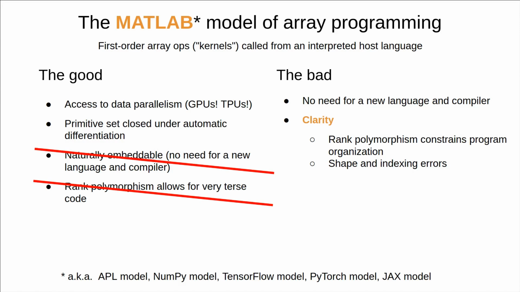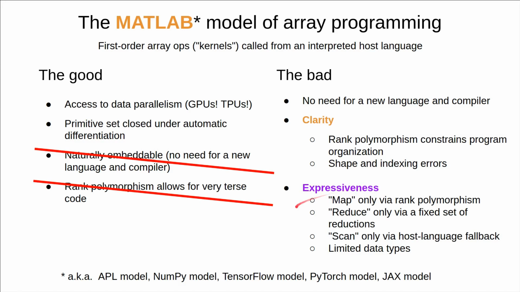But the big one really is about expressiveness. In a proper higher-order array combinator language, you at least expect to be able to do map, reduce, and some kind of sequential scan or fold. In the MATLAB model, you get map only via rank polymorphism, and we've discussed the limitations there. You get reduce through some small set of reduction operators like summation and product, and you get sequential scan only by falling back to the host language, and in that case you face a massive performance cliff.